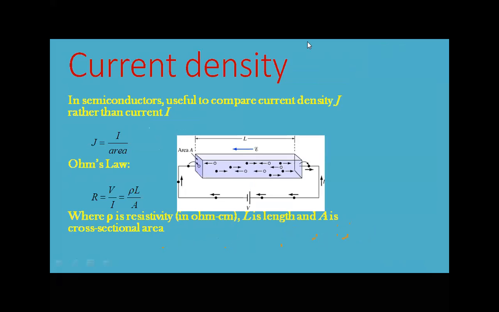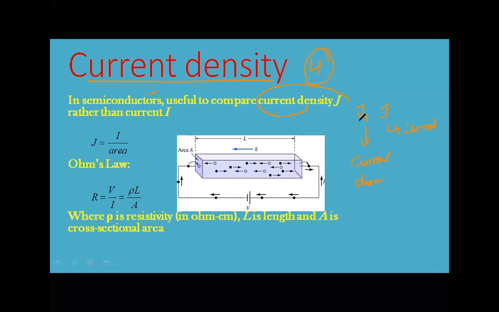This is a very important 4 marks question; sometimes they ask this. Current density: what is the current density? This is a diagram I'm showing here. In a semiconductor, you can compare the current density due to electrons and holes. What are J and I? J is the current density, and I is the current.